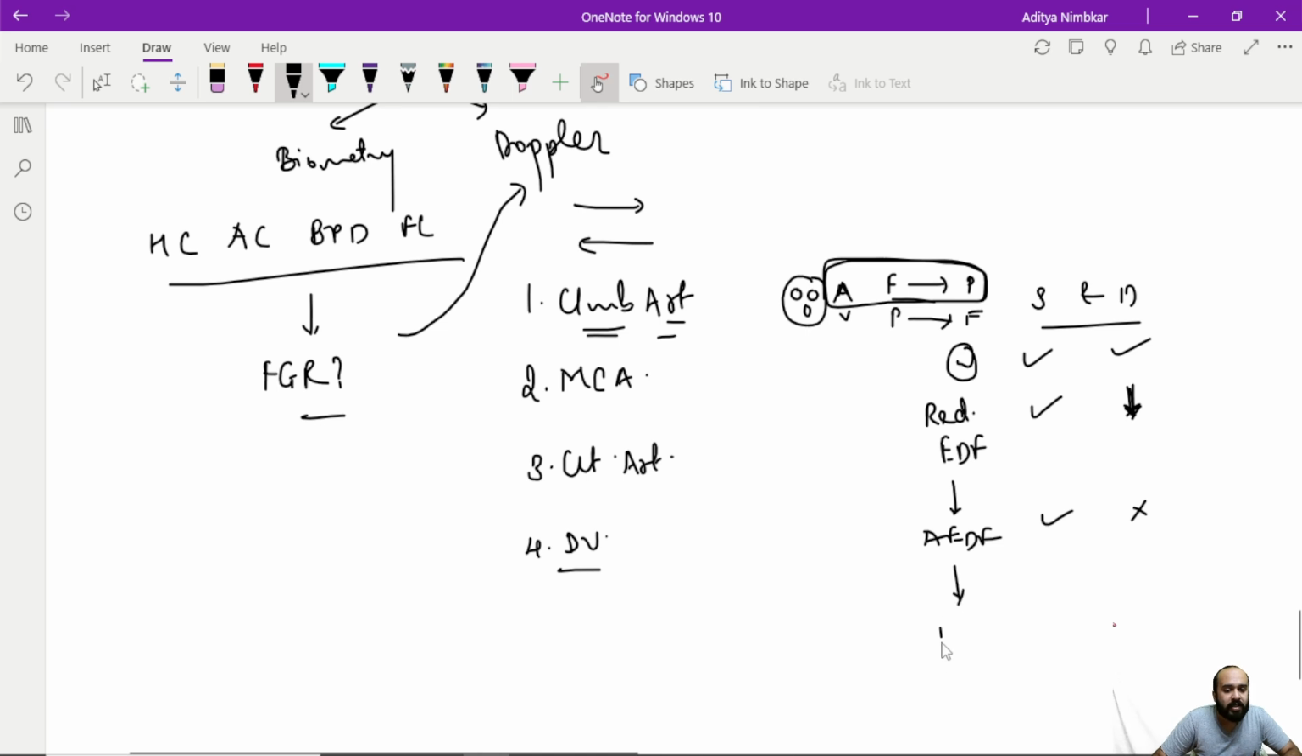Whereas the last stage is going to be reversal of end diastolic flow, wherein the fetus will instead be giving the blood back to the mother rather than taking the blood from the mother. So this is completely pathological.